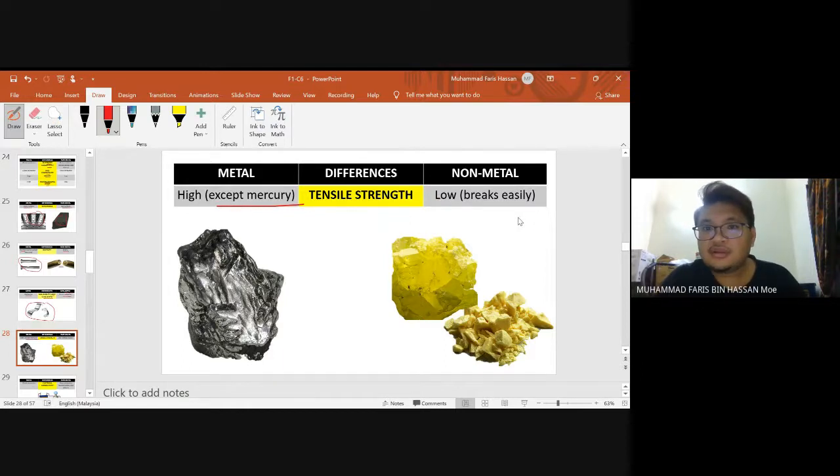But for a non-metal, the tensile strength is quite low, so it breaks easily. As you can see from the picture, the low tensile strength causes the non-metal to break and form like this.